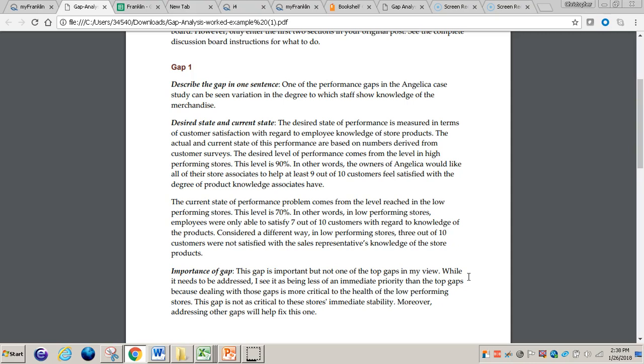So we can see an example right here on the screen. "This gap is important, but not one of the top gaps in my view. While it needs to be addressed, I see it as being less of an immediate priority than the top gaps because dealing with those gaps is more critical to the health of the low-performing stores. This gap is not as critical to these stores' immediate stability. Moreover, addressing other gaps will help fix this one." So you can see that just prioritizing these different gaps and figuring out which ones need to be tackled first could eventually help ones later on down the prioritized list because they may be fixed already because you've already fixed one above them. So being able to prioritize the different gaps is very important.